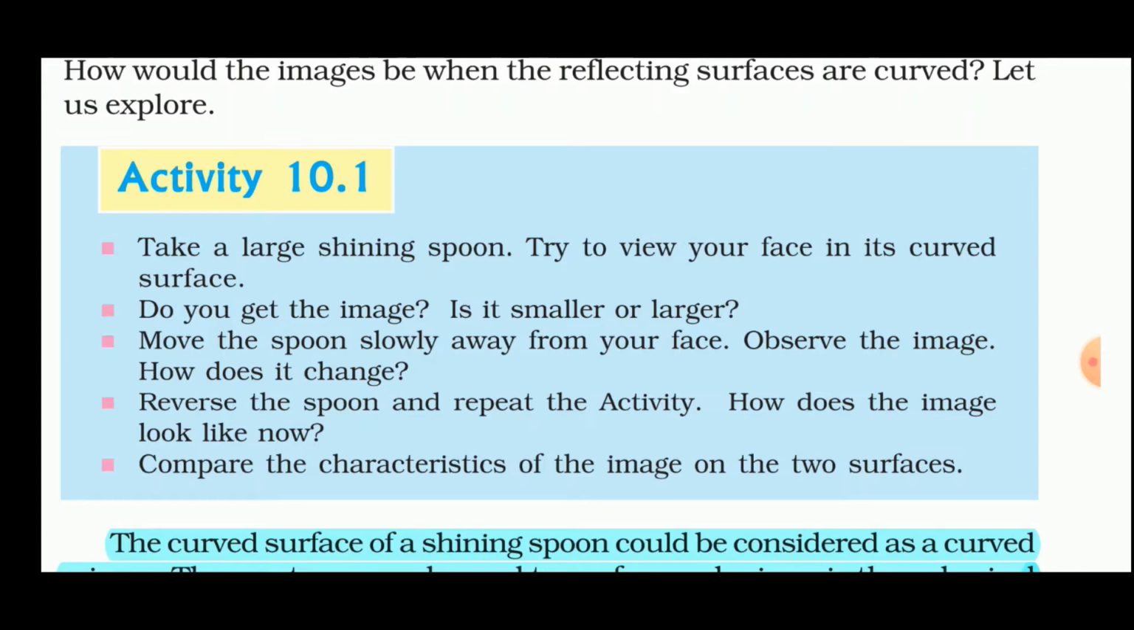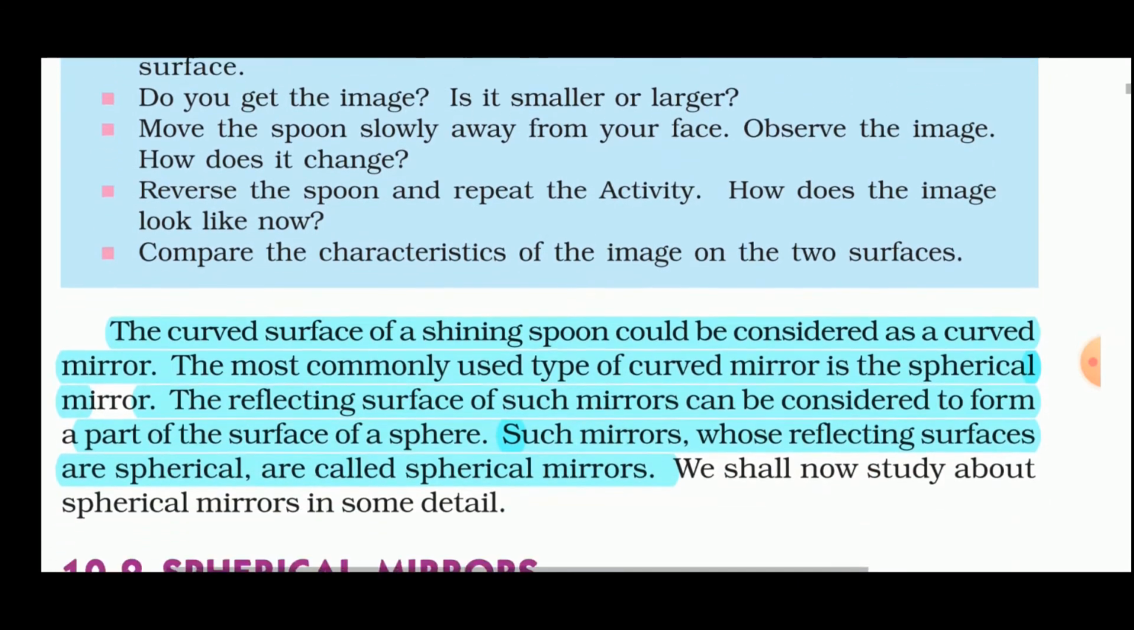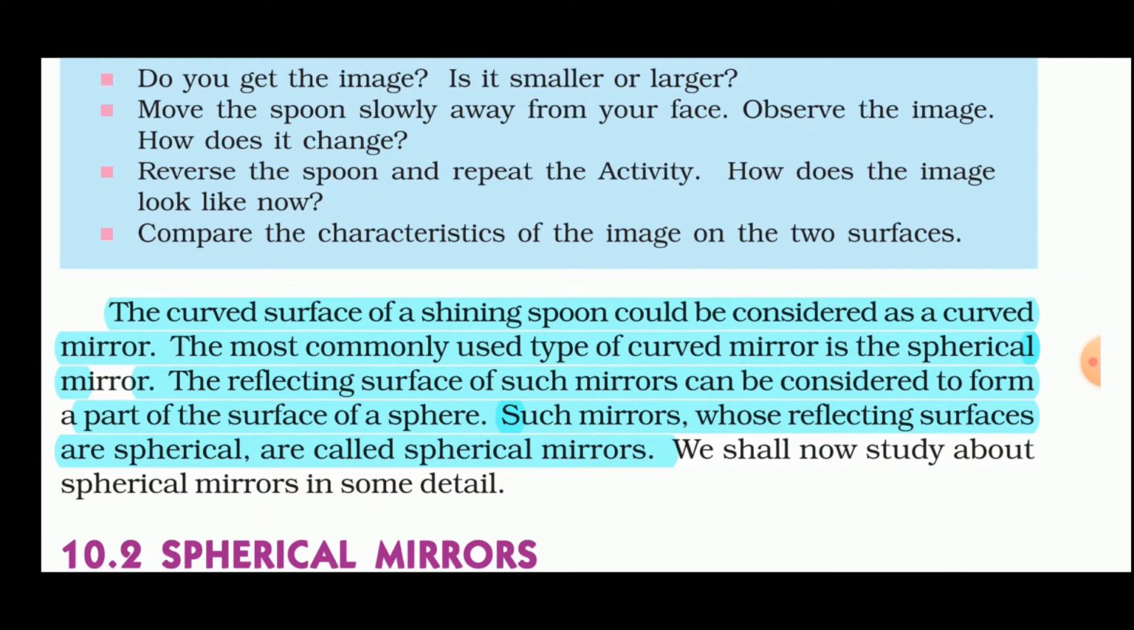Now take the bulging side of the spoon, the other side of the spoon, and again see your image in that. What we observe is that the size of the image is smaller than that of the object, and as you move away, the size of the face becomes smaller and smaller, and finally the image disappears. So this curved surface of the shining spoon could be considered as a curved mirror.